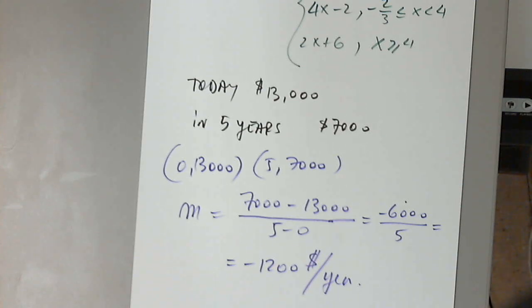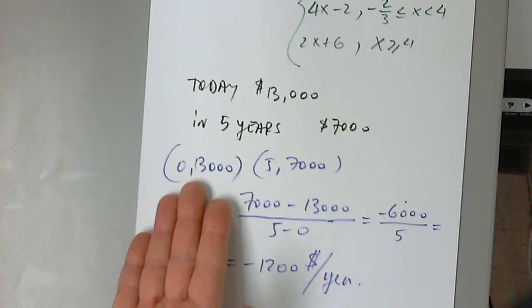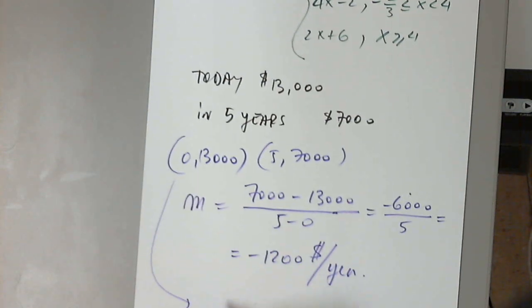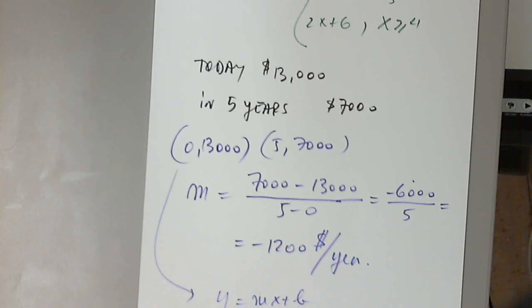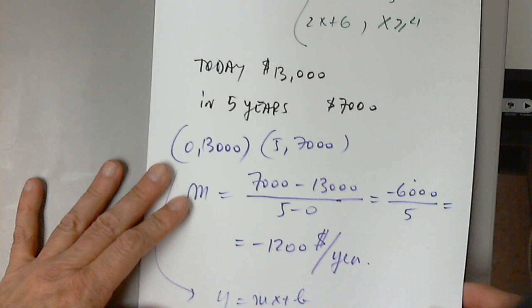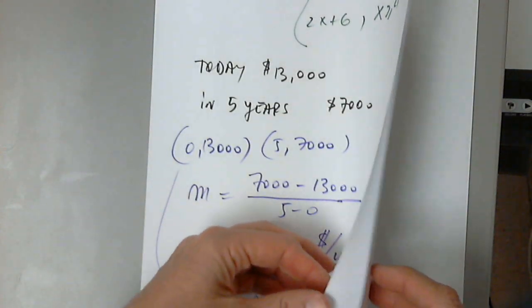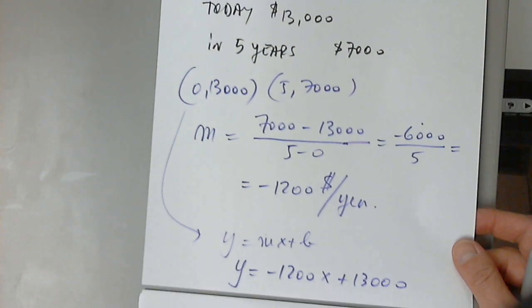Okay. So now this is the y-intercept. So therefore, we're going to use y equals mx plus b. So then y equals negative 1,200x plus 13,000. So now, if I ask you what does 13,000 represent, you will say it's the y-intercept. If I ask you what is the slope, you'll say how fast the value decreases per year, by $1,200.